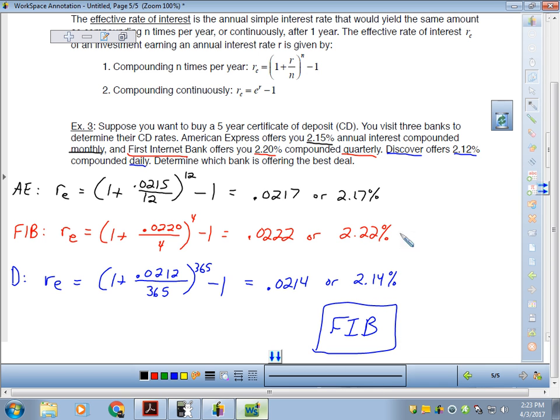Okay, so the FIB ended up being the best. But this is the way we can evaluate. We just convert them so that they're all compounding at the same rate, and then that allows us to see which interest rate is the best.